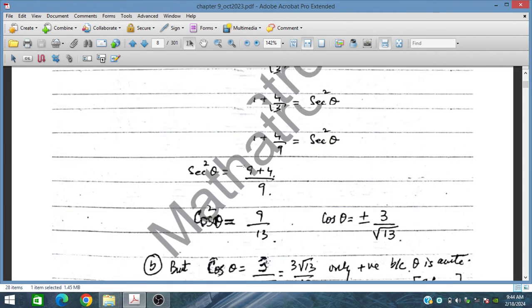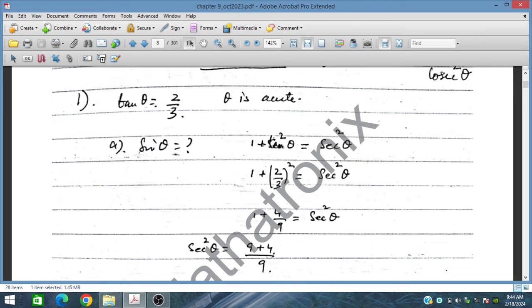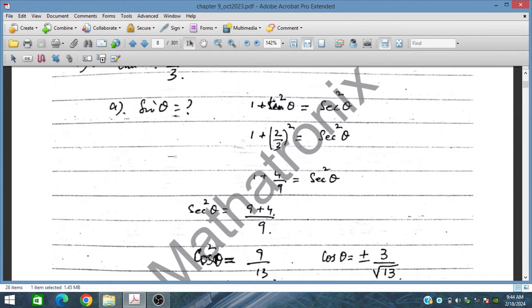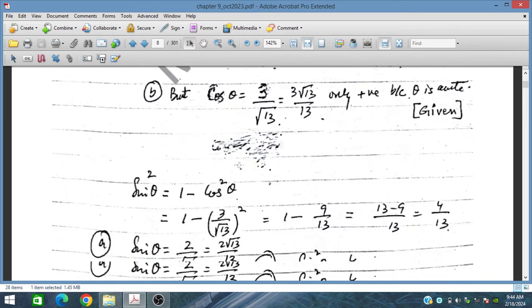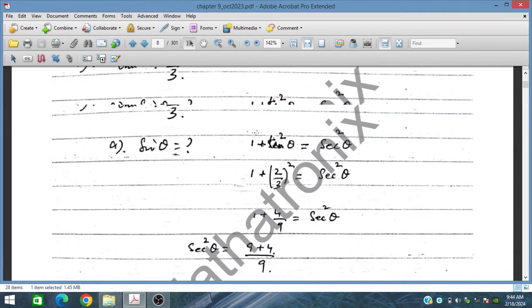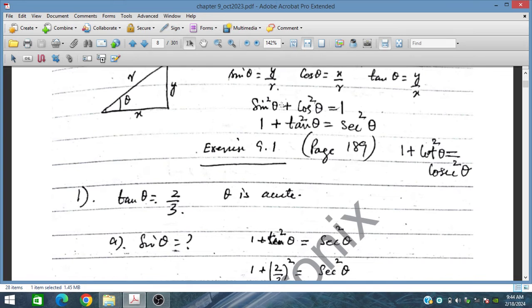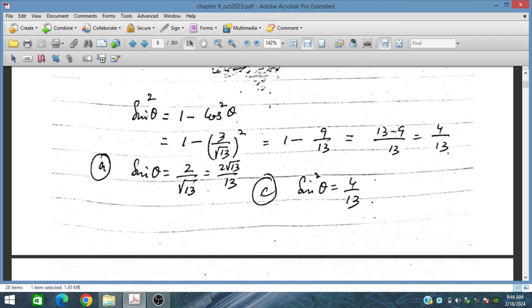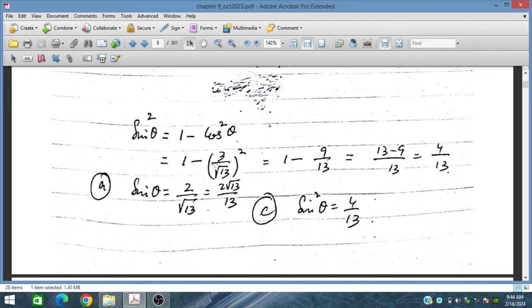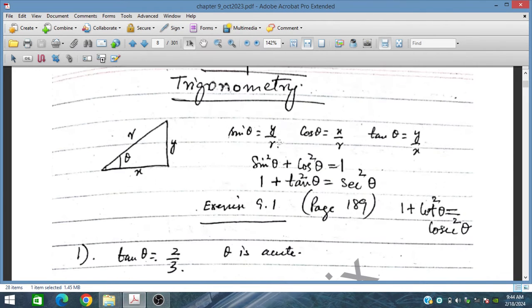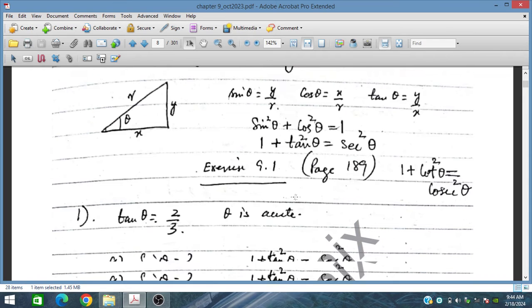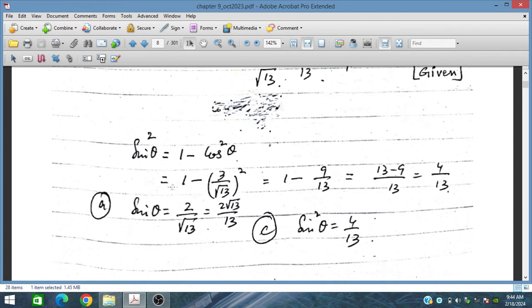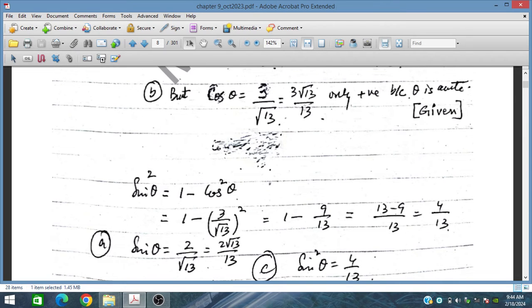Now that we have found cos theta, we have to find sine theta as well. In the relation sine square theta plus cos square theta is equal to 1, we can find the value of sine theta. So sine square theta is equal to 1 minus cos square theta, shifting cos square theta to the other side. So 1 minus cos square theta, where cos theta is 3 upon root 13.